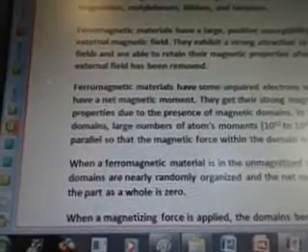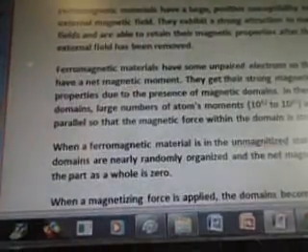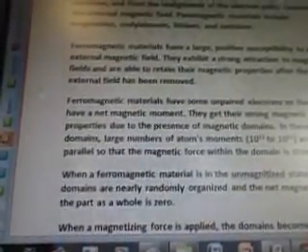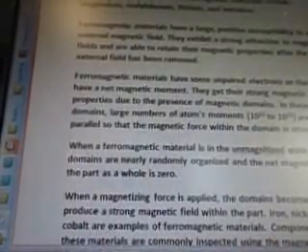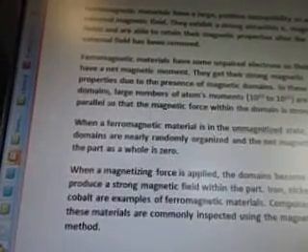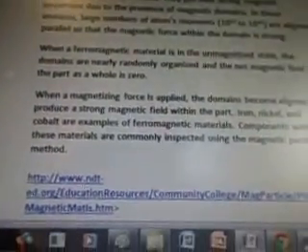Ferromagnetic materials have a large positive susceptibility to an external magnetic field. They exhibit a strong attraction to magnetic fields and are able to retain their magnetic properties after the external field has been removed. Ferromagnetic materials have some unpaired electrons, so their atoms have a net magnetic moment. They get their strong magnetic properties due to the presence of magnetic domains. In these domains, large numbers of atoms' moments of 10 to 12 to 10 to 15 are aligned parallel, so that the magnetic force within the domain is strong.